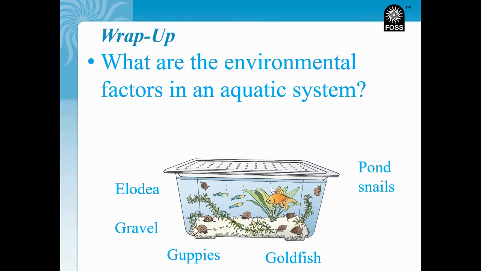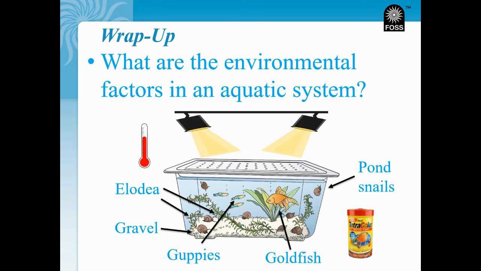The last thing I want you to do is to answer our focus question in your science notebook. What are the environmental factors in an aquatic system? Before you do, let's go over some of the living and non-living factors we saw in our environment today. So we have our Elodea plant, we have our guppies, our goldfish, and our pond snails. Those are our living factors in our aquatic environment. We also have gravel, the temperature, the light, and of course we have our dry fish flakes.